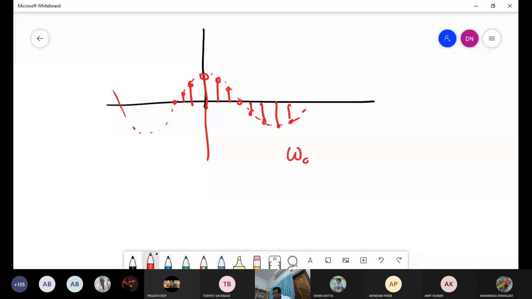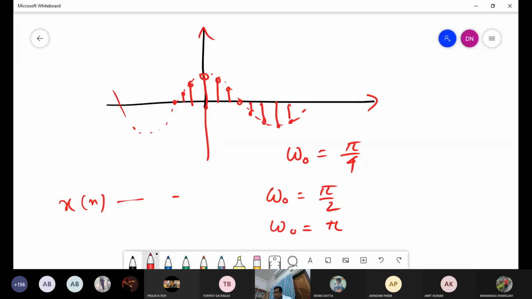But if you take omega 0 equal to pi by 4, that means you are increasing the value of omega 0, then what will happen? You find out the values of x[n] again and draw the graph, and you will see what is coming. Then again, you take omega 0 equal to pi by 2. And finally, you take omega 0 equal to pi. For each case, you evaluate the values of x[n] and draw x[n] versus n. You will get different shapes of graphs.